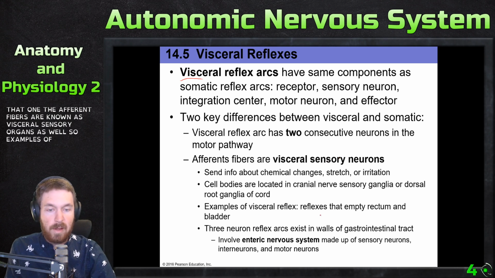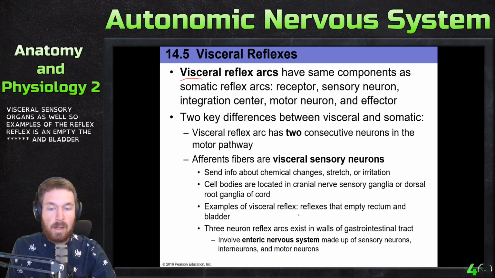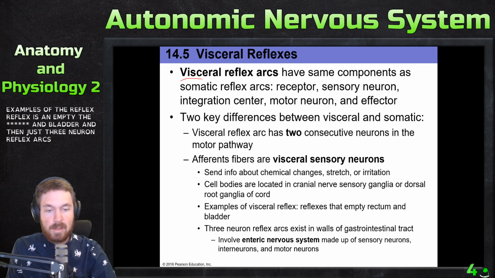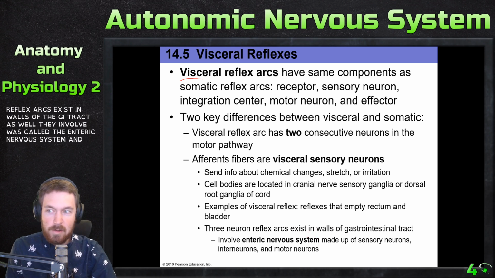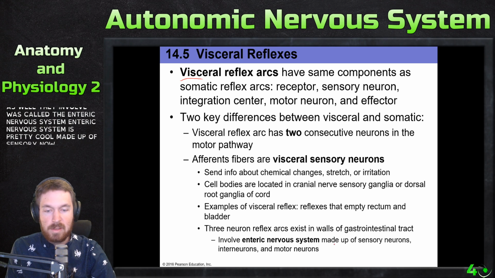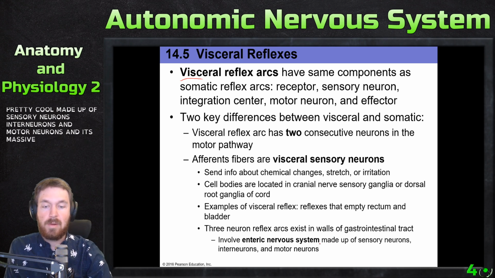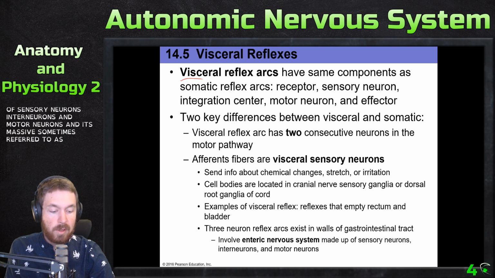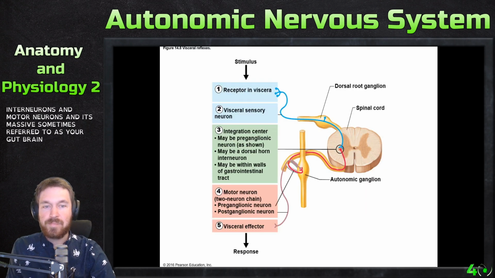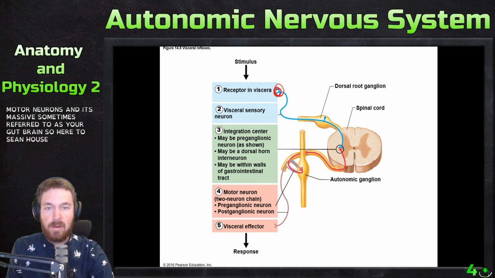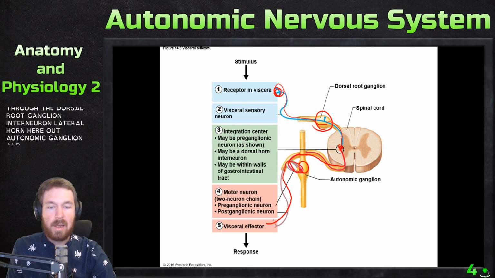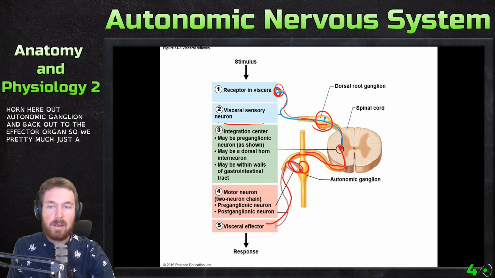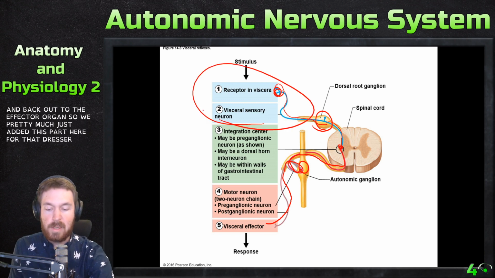Examples of visceral reflexes are those that empty the rectum and bladder, and then this 3 neuron reflex arc exists in the walls of the GI tract as well. They involve what's called the enteric nervous system. The enteric nervous system is pretty cool. It's made up of sensory neurons, interneurons, and motor neurons, and it's massive. It's sometimes referred to as your gut brain. So here, just showing how this works. Signal sense, going through the dorsal root ganglion, interneuron, lateral horn here, out, autonomic ganglion, and back out to the effector organ. So we pretty much just added this part here for that visceral sensation.